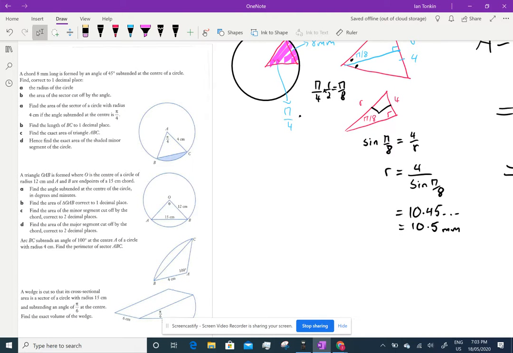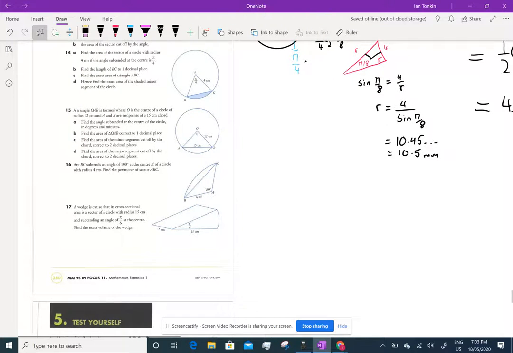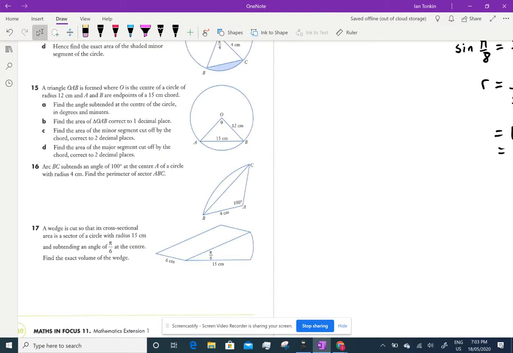Okay, what was the next question they asked? Let's have a look at the next one. 15 and 17. I hope they don't mean 15, 16 and 17, because I'm not going to do them all. Okay. What do we got here? 15. Same thing. A triangle is formed where O is the centre of the circle, radius 12, and A and B are the endpoints. 15, find the angle subtended.